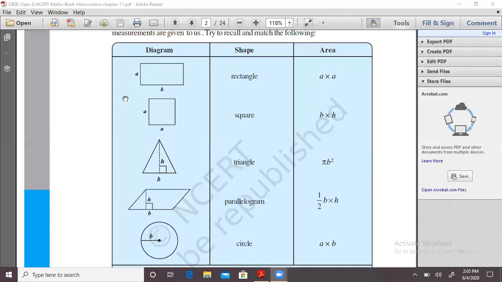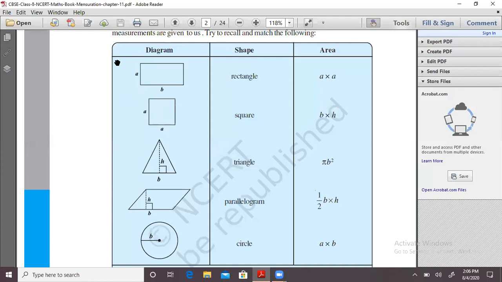Next chapter is chapter 11, mensuration, right? And its first exercise is based on the area and perimeter of 2D shapes, which you have done in class 7 also. Perimeter and area, right? You have done in class 7, chapter 11, perimeter and area. The same we are going to do in 11.1. We are going to recall that in 11.1 exercise, right?